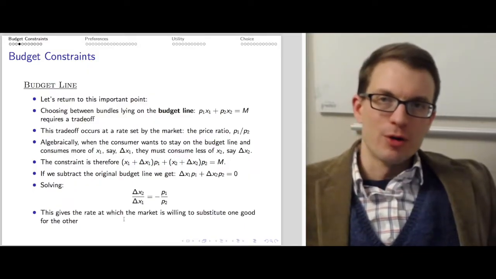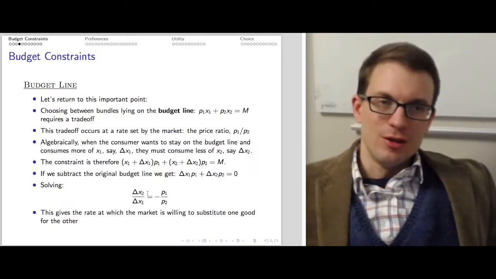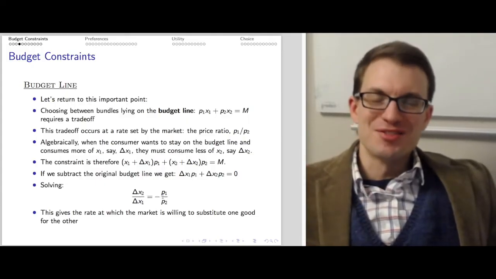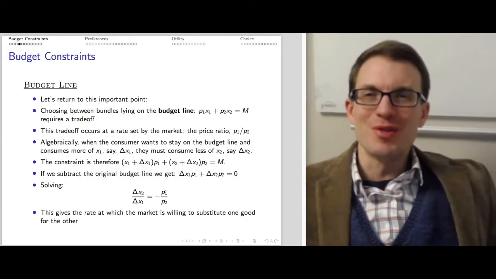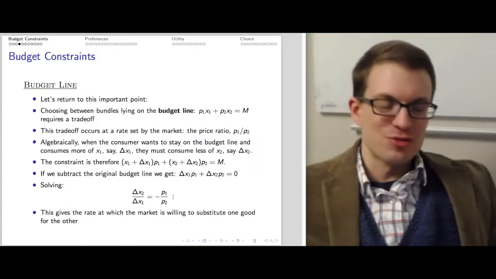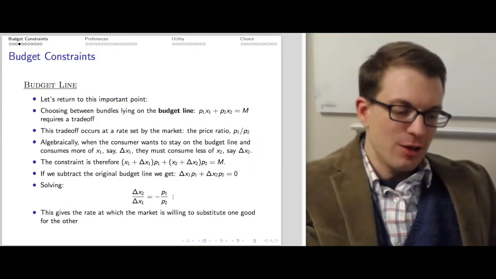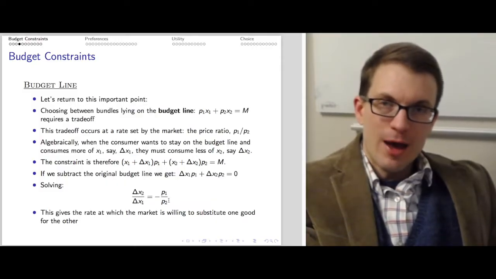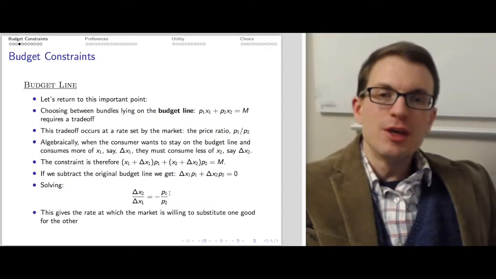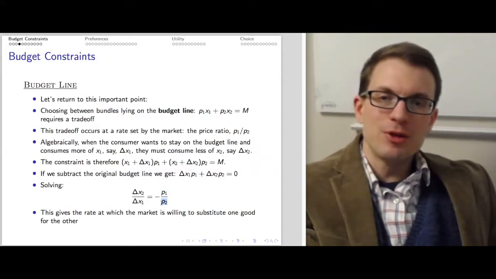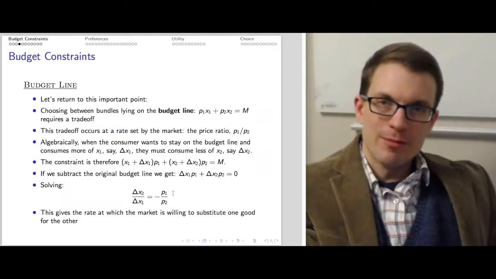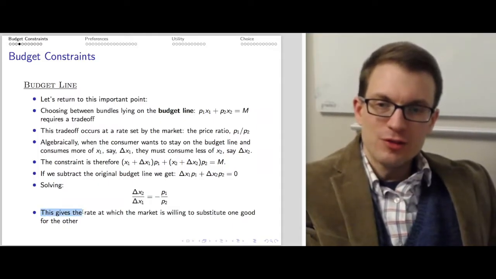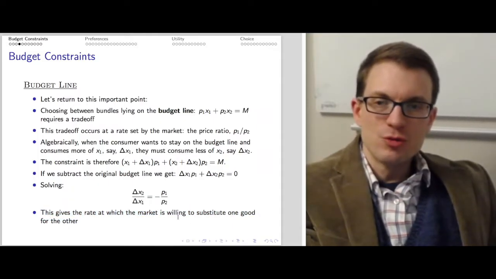All right, so what's the important part? What do we really care about? Well, this trade-off is governed by the price ratio. If you remember that, that's the least we need to know, right? If you're on the budget line, the rate at which you're able to move from one bundle to another, as determined by the market, is given by the price ratio. The price ratio is P1 divided by P2, the price of good 1 divided by the price of good 2. And I say this is the rate at which the market is willing to substitute one good for the other.